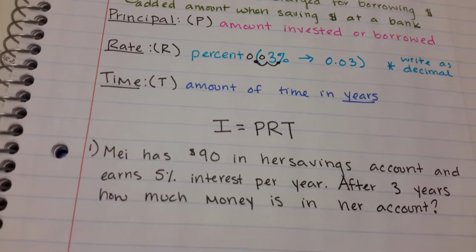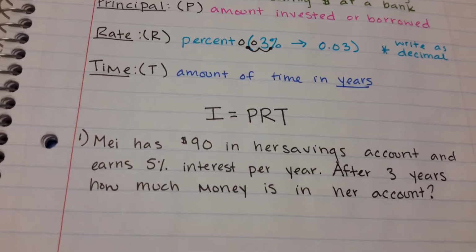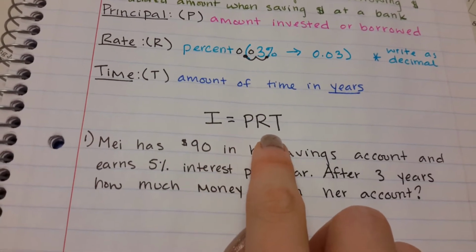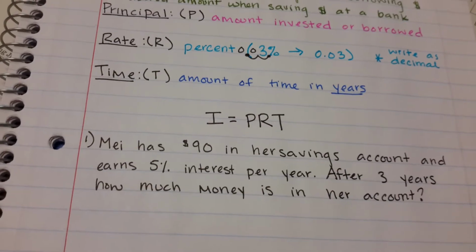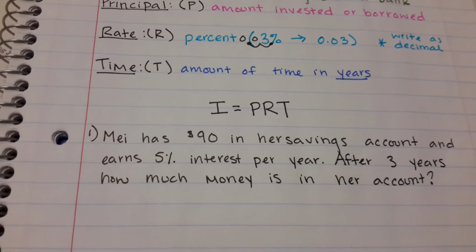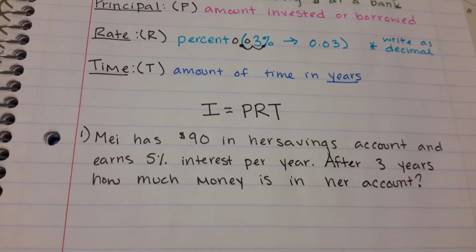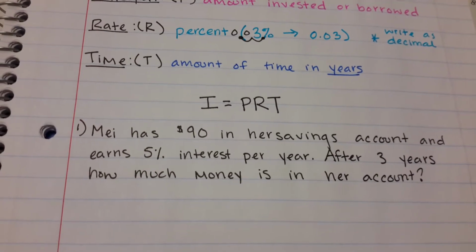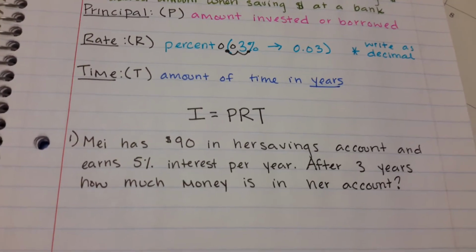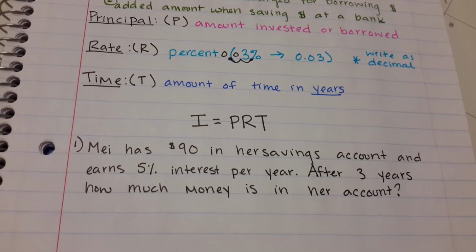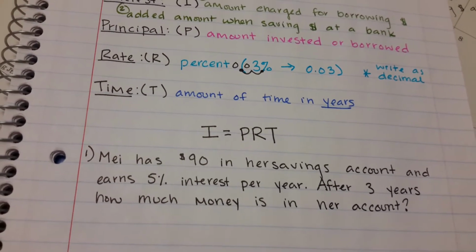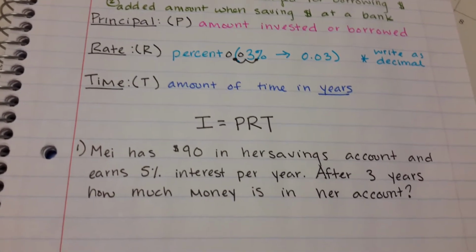When we're working with interest, we use this equation, interest, I, equals principal times rate times time. So let's go down to the first example problem. And just like we did with our percent problems, we're going to annotate the sentence and figure out what information we are given. May has $90 in her savings account and earns 5% interest per year. After 3 years, how much money is in her account?